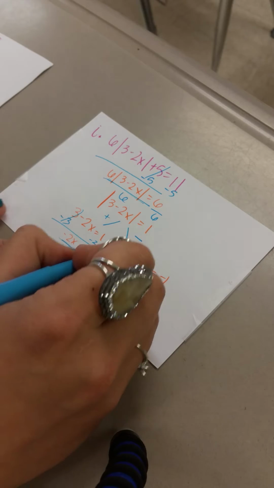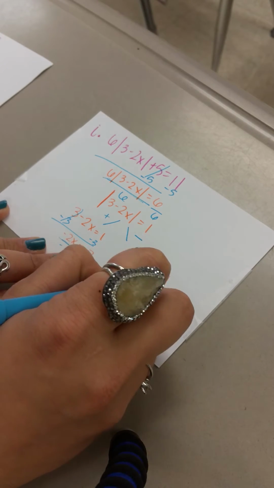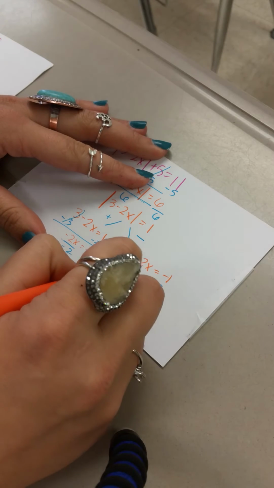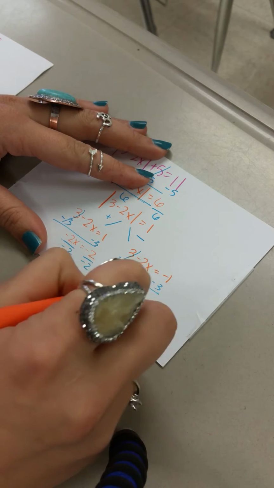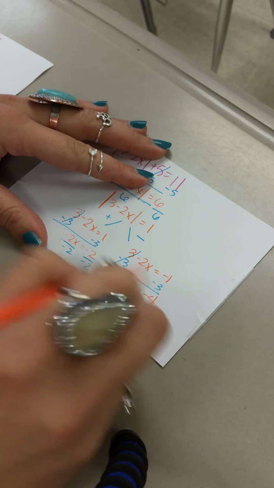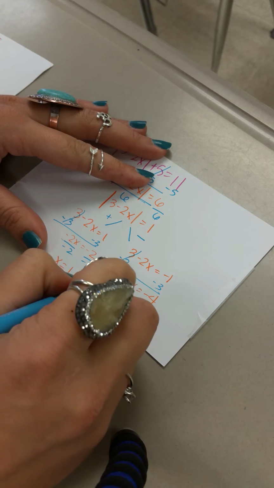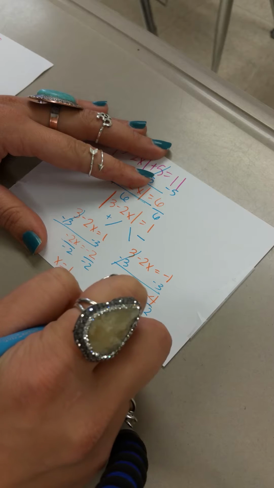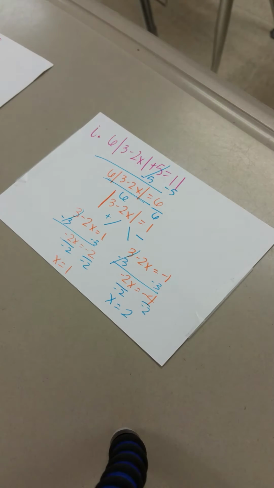Now we're going to go over here to the right. We're going to subtract 3 from both sides. -1 minus 3 gives us a -4. Divide both sides by -2, and x equals +2. So where you have 1 and 2, you're going to go and put an I on your number line. And I'll pause so that you can do that.